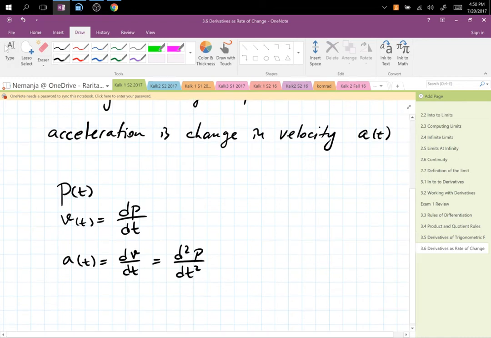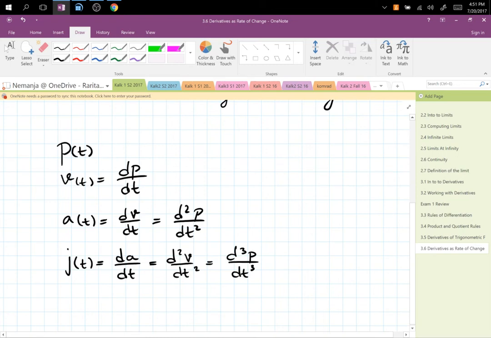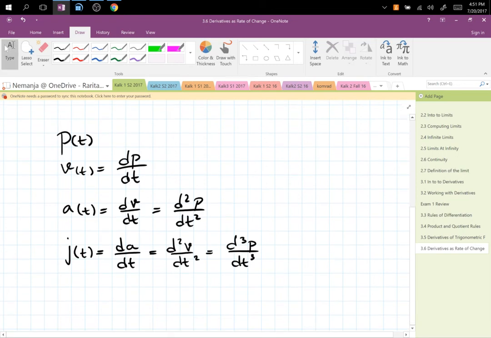And you know what, since I talked about it, I'll add jerk, but we're not going to use it. Just for your personal interest. Nice, so acceleration is the second derivative of position, and jerk is the third derivative of the position function. So that's jerk. Another way to say it is that v of t is equal to d over dt of s.